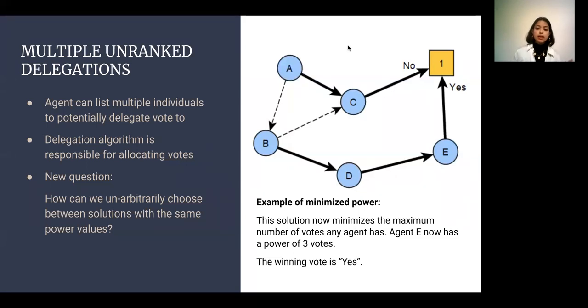This is an example of another solution to the same graph with multiple unranked delegations, where now instead we are having A's vote go to C, and instead now E is voting with a power of 3, while C is voting with a power of 2. And so in this case, we've minimized the maximum number of votes that any agent is voting with.